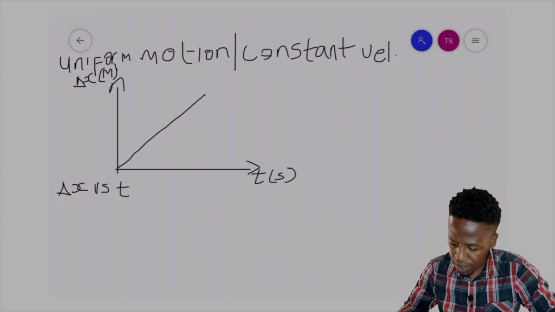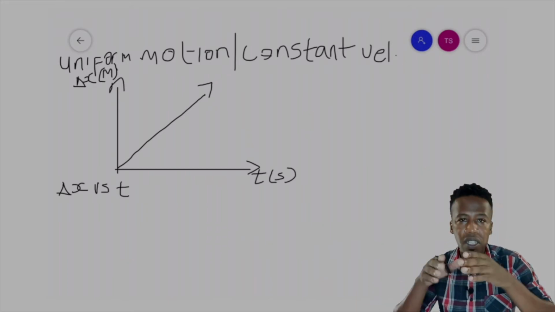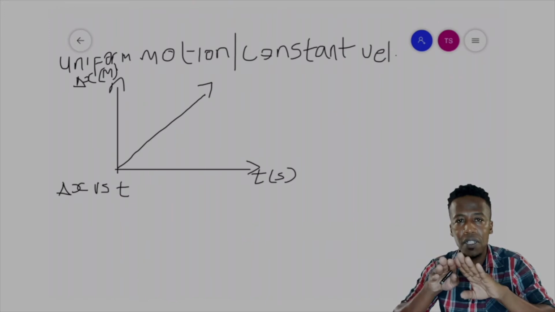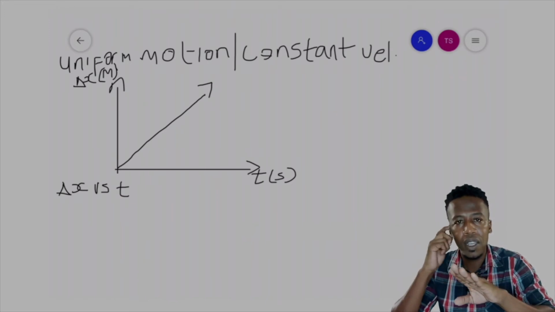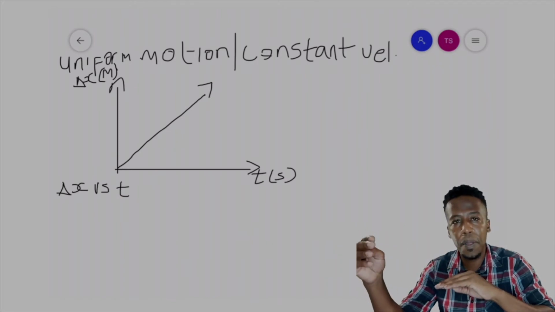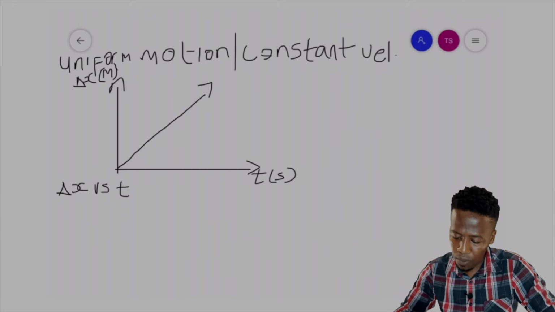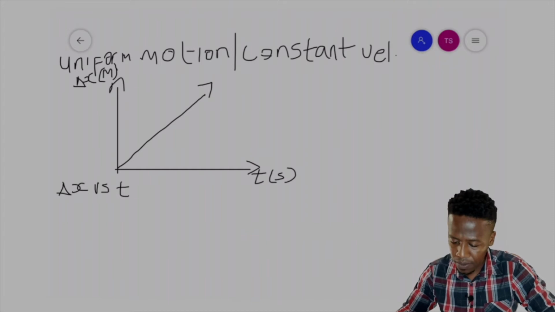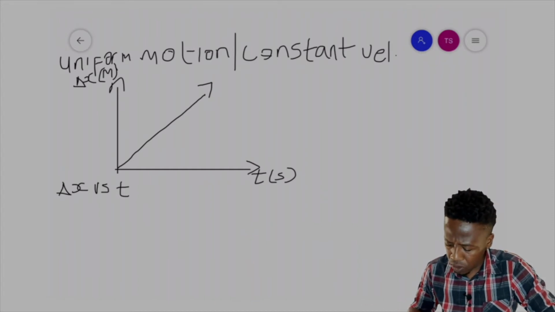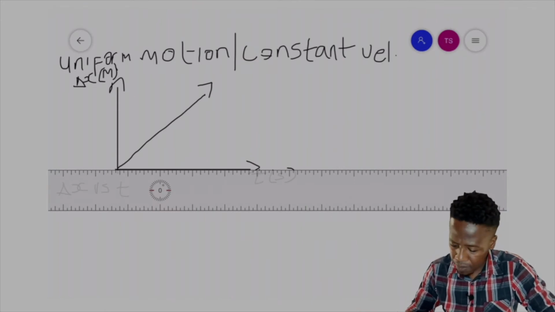This would be our position versus time graph. Now, does it make sense if you look at it? Of course it makes sense, because if you are traveling at constant speed, you will increase the amount of meters that you travel as time goes by, right? As time goes by. So this is our position versus time graph. And going to the next one, we will have the velocity versus time graph.